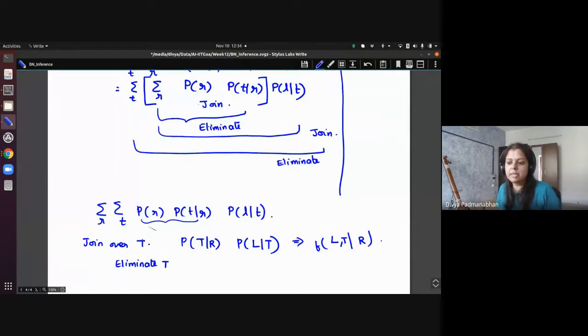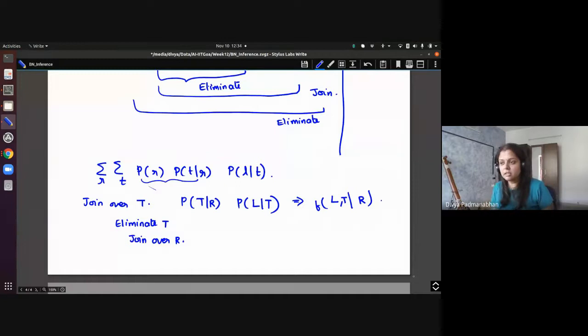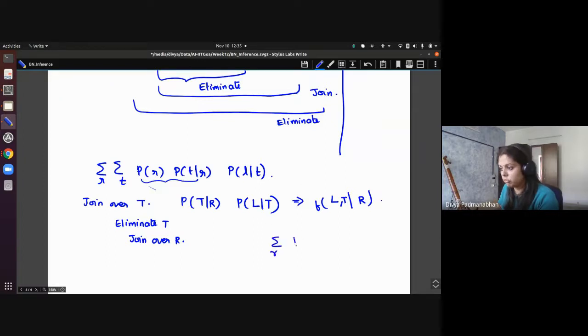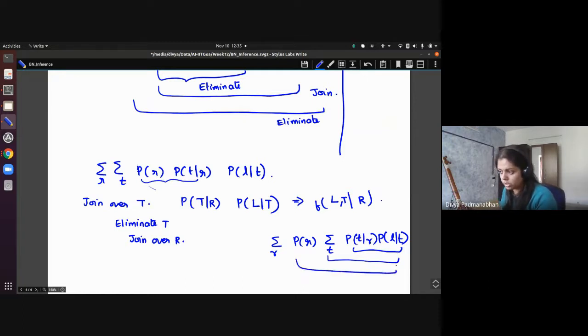So there are various combinations possible. So join over R, okay? And finally do an eliminate. So this is also another possibility. So what you're doing essentially is you are taking this summation of T inside. So in this possibility, P of R comes here itself, but what you're doing is P of T given R and P of L given T. So you're doing this join first and then this eliminate, and then this join over R and finally an eliminate. So this is also another way to do it.